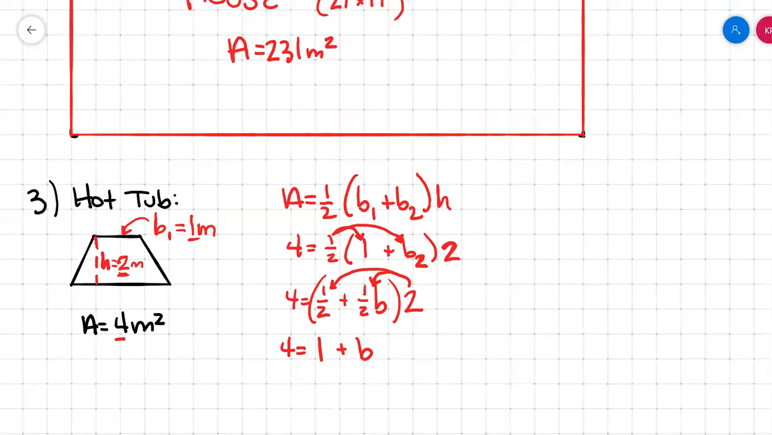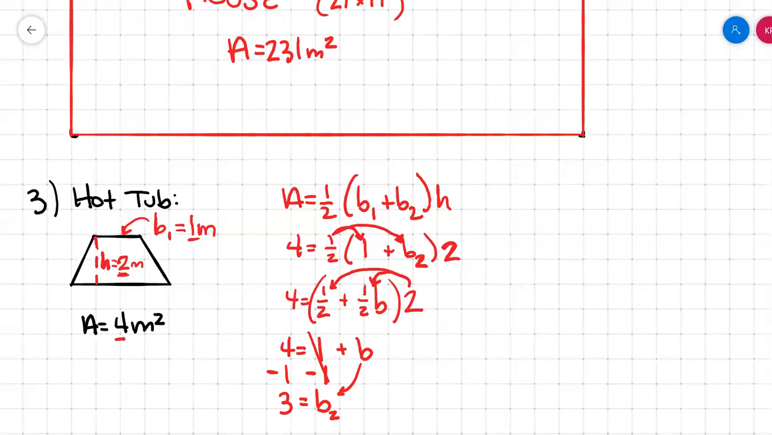Okay, so how do we get rid of the 1? We get rid of the 1 by doing the opposite of what it's doing. Since it's a positive 1, the opposite of that would be subtracting. So we can subtract it, and we're left with b on this side equals 4 minus 1, which is 3. So b2 equals 3.